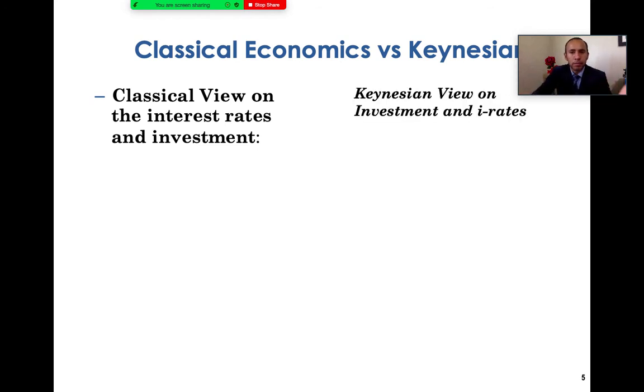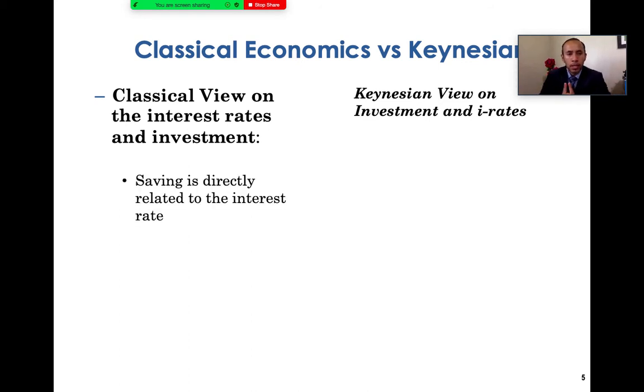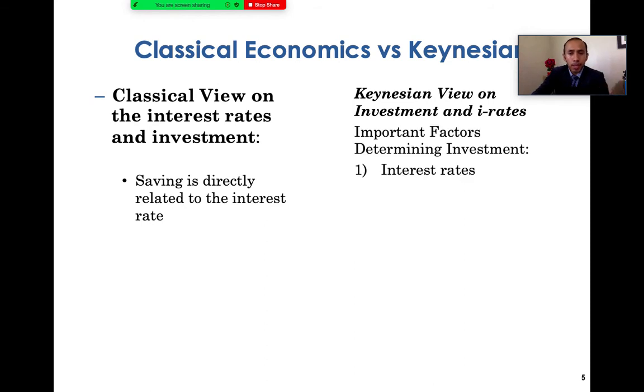The classicals have a different perspective on interest rates and investments. Keynesians have a different perspective on the investments and the interest rates and how the economy functions. Let's take a look at the differences between the classicals and the Keynesian economic approach. Classicals believe that savings is directly related to the interest rates, and therefore it affects the level of interest rates that can stimulate investment.